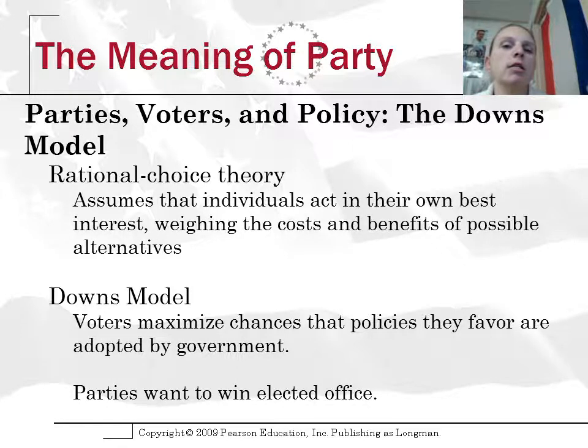The Downs model says that voters maximize their chance that their policies are going to get put into effect when the people they vote for get into government. So of course parties want to win elective office. That's their number one goal. So they're hoping that whichever party seems to be the winner will get those policies put through.